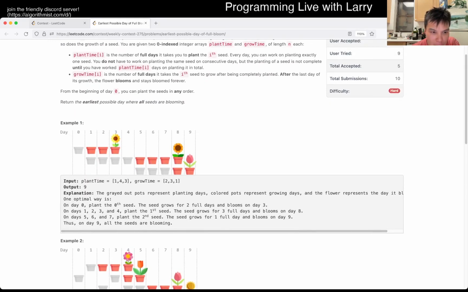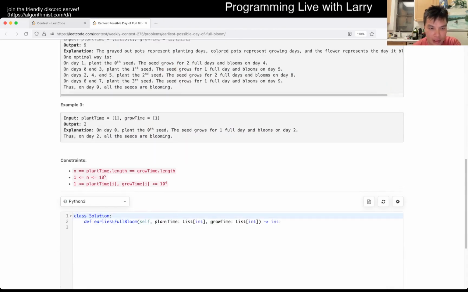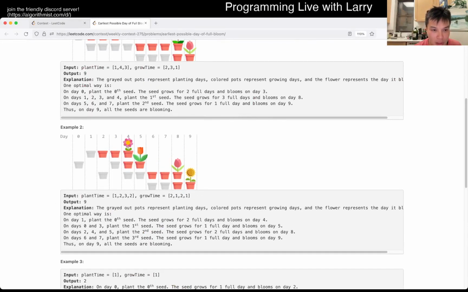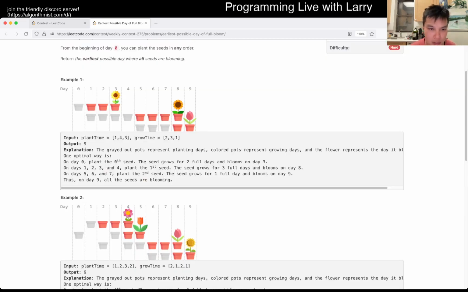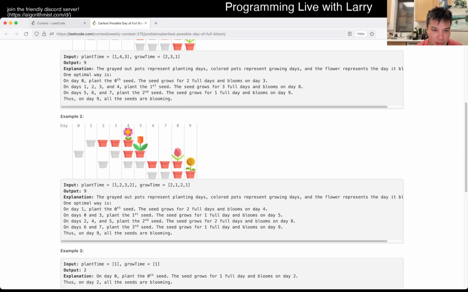Okay, so plant time is 1, 4, and 3. What does that mean? Oh, I see. So it takes 1 day, 4 days, 3 days. Okay. Look at the constraints. Okay, and it's big, so that means that it's sometimes sorting. Okay. Oh no, it doesn't have to be continuous. What is the earliest possible day? Okay. Well, I think they drew this in a little bit weird though. Is that true?